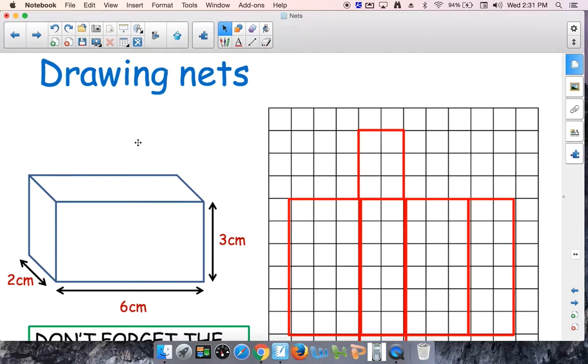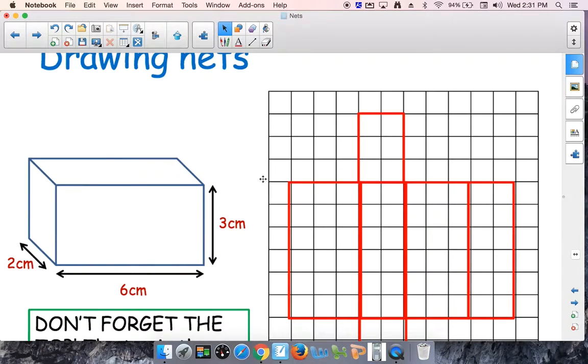So your job today is to draw some nets. Now, if you are good and can draw it this way and have it all connected, great. Your other job then is to label. For instance, this side would be a 3, because that is here, and along here would be 6. So I also want you to label each of their sides.